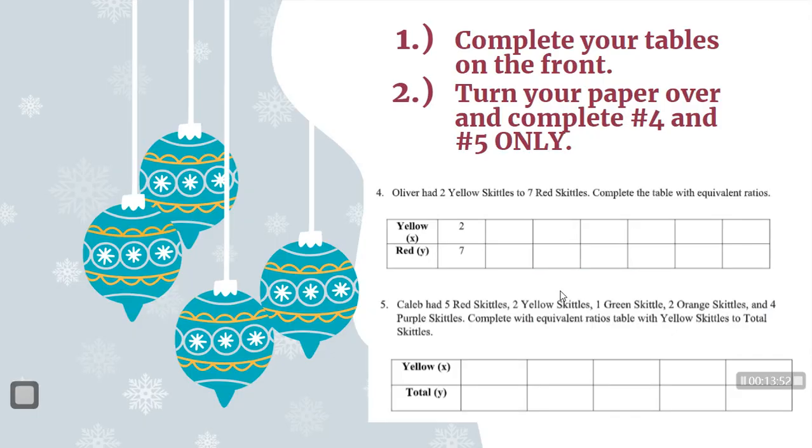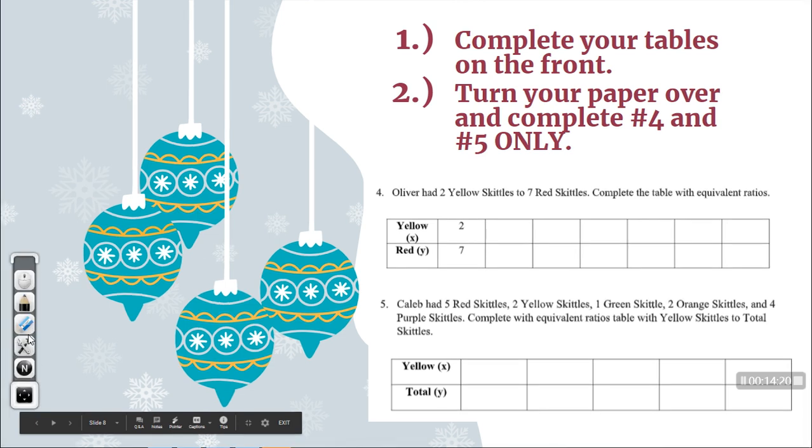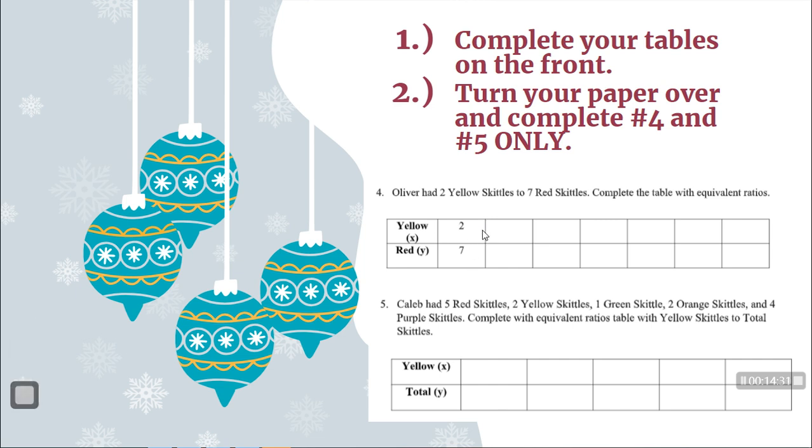All right, so then on the back of your Skittles activity, there are these 2 extra examples that I want to talk to you about. So number 4 says Oliver had 2 yellow Skittles and 7 red Skittles. Complete the table with equivalent ratios. Remember that equivalent ratios we can find by simplifying, but we can also find by multiplying. So I'm going to do one example for you, but then I want you to finish out the table with your own equivalent ratios. So here's my first ratio of 2 yellow Skittles to 7 red.